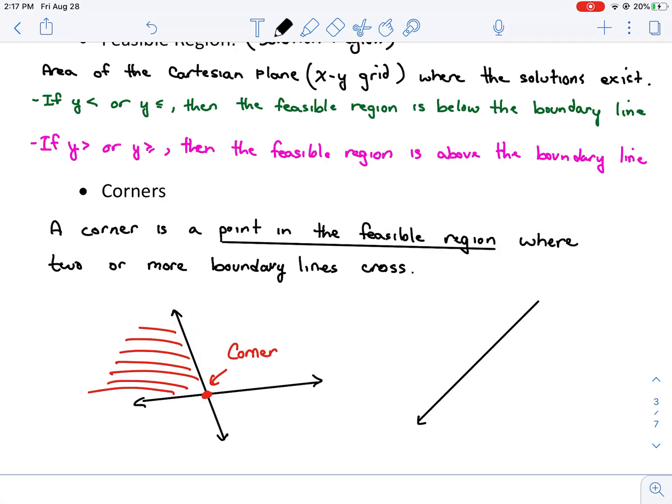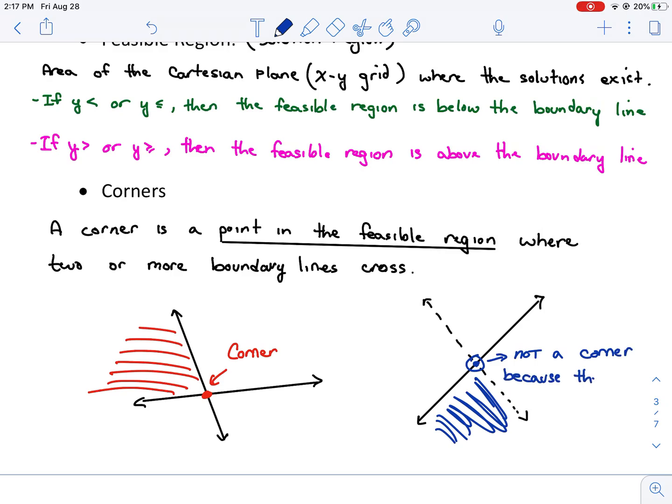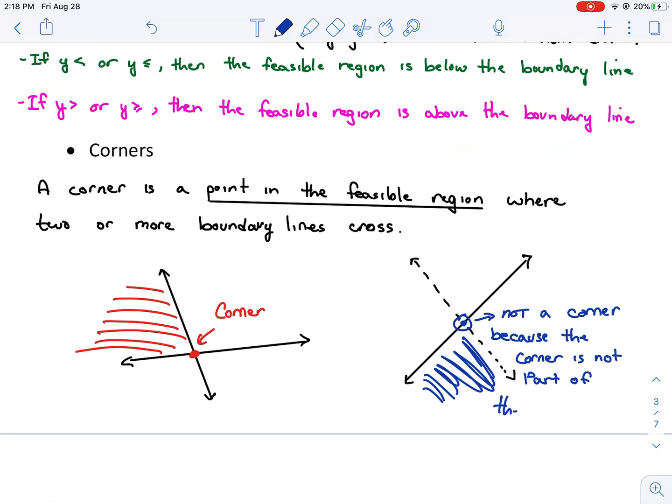If I have a boundary line like such, and then a dashed line, and we say, let's just say this is the feasible region right here below the two lines. That is not a corner because the corner is not part of the feasible region.